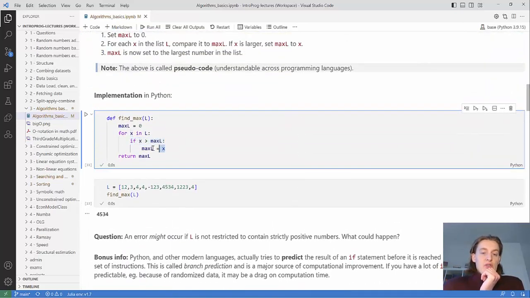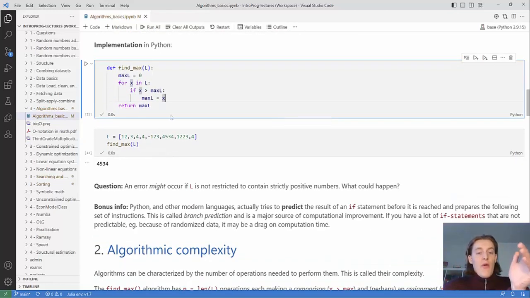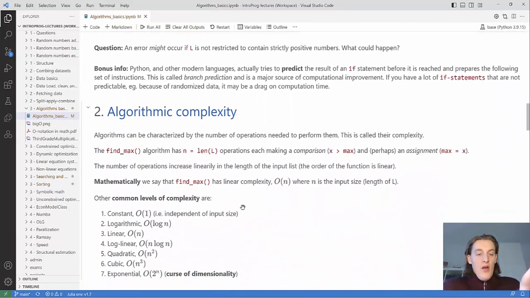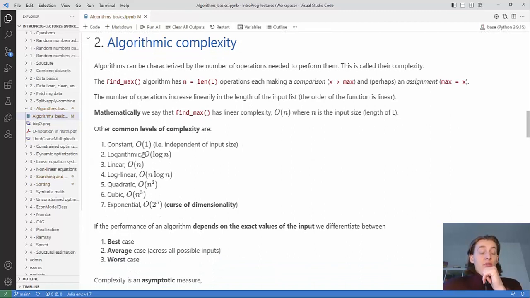Even though in the worst case you could say you have 2 times n operations here, that doesn't matter. You just say, okay, the number of operations is linear in the length of the list, and then you call it big O of n, because it's linear. If it was constant, independent of input size, then you would call it O of 1. Logarithmic is O of log n. Then log linear is n times log n. Then you have the quadratic, the cubic, the exponential.